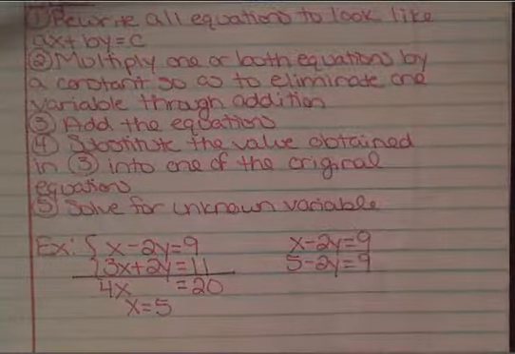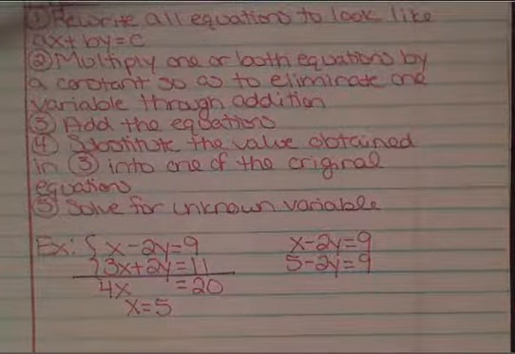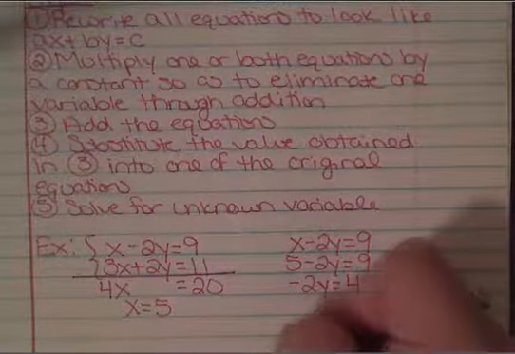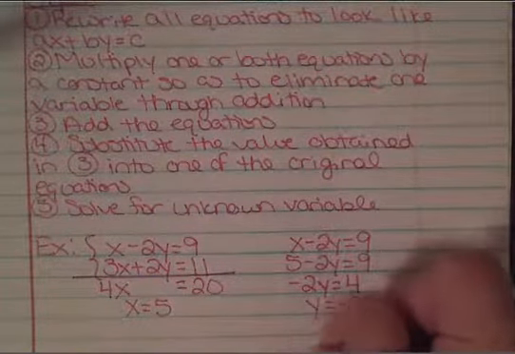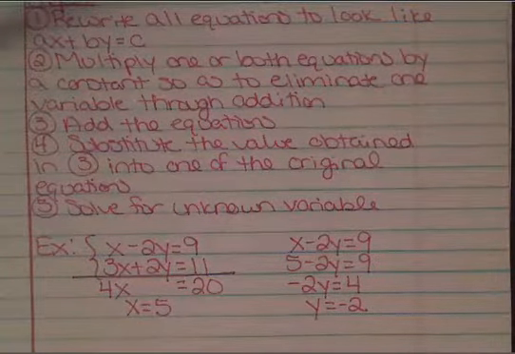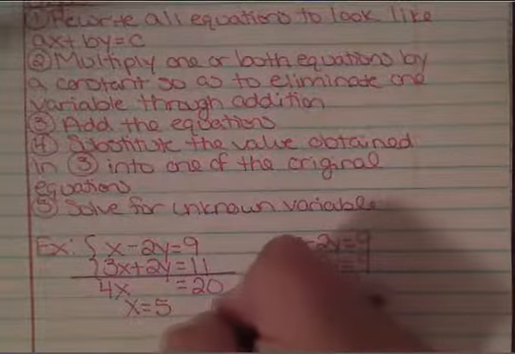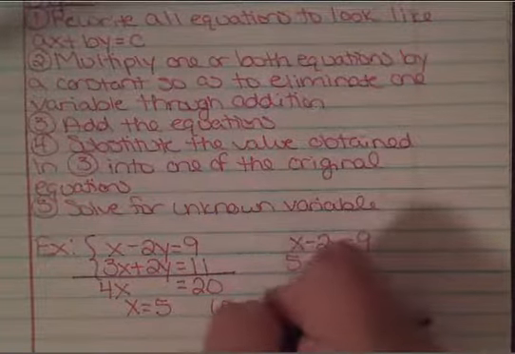And then I'm going to solve for my y. So that gives me 2y equals 4. So y equals negative 2. So that means my ordered pair would be (5, -2), and that's my answer.